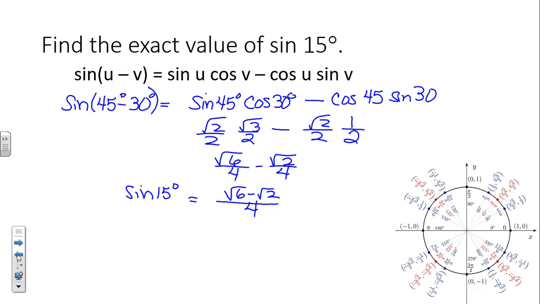Okay. Because we were taking a 45 minus a 30, and it was the sine. So once we recognize that it's a minus sign, we're having to subtract them, and we're using the sine, then that sets the formula that we're using. Because how would we get 15? If we added them, we get 75, right? So when we subtract them, we get 15.